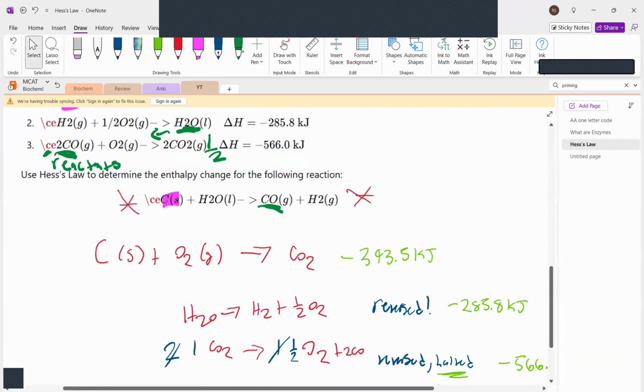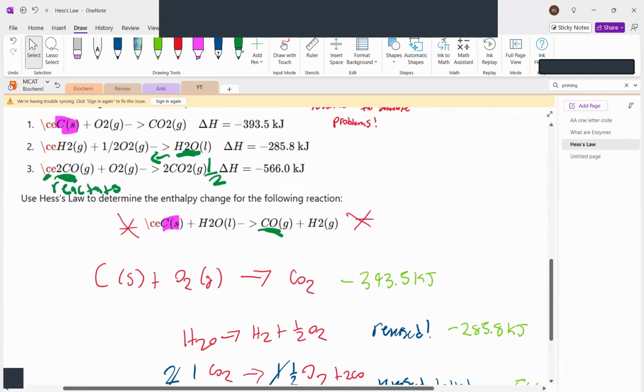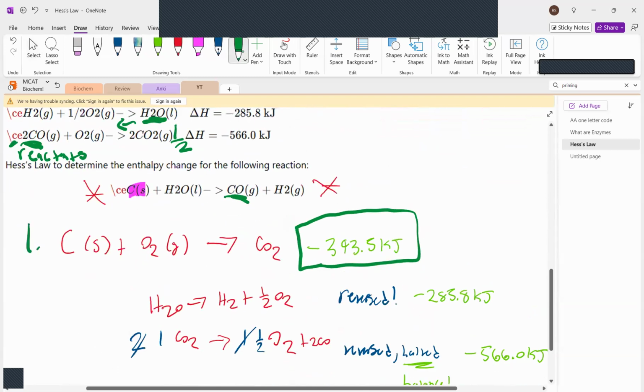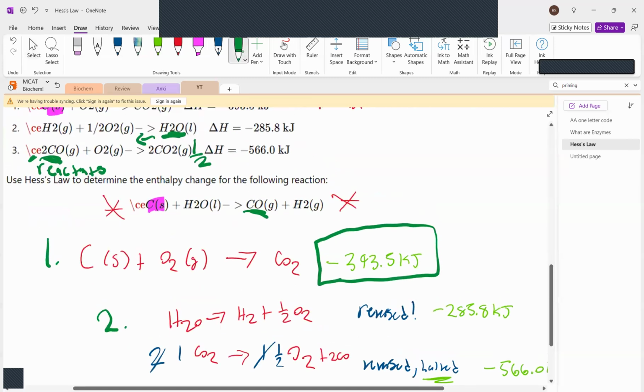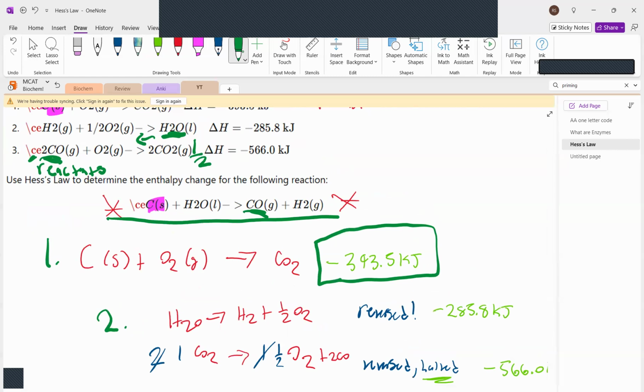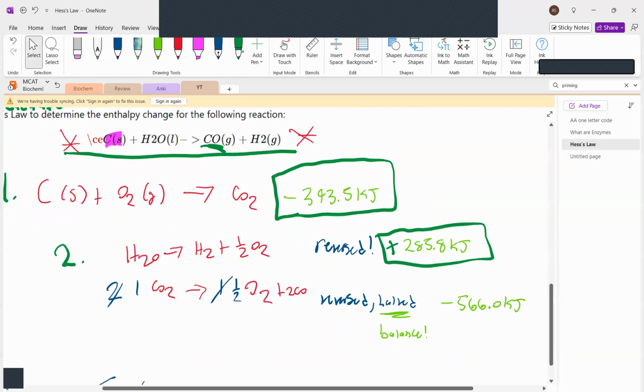Okay, so for this one, that was equation 1. You're not doing anything, so this delta H will stay the same. For equation 2, you have H2O and then H2 plus 1/2 O2. Basically all I did for this one was put H2O and H2 on the respective sides that you need for the final equation. H2O is here, so negative 285, right? That was what it was initially. So this is going to be positive 285.8 kilojoules, because you flipped the equation.